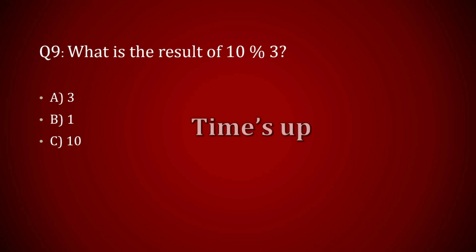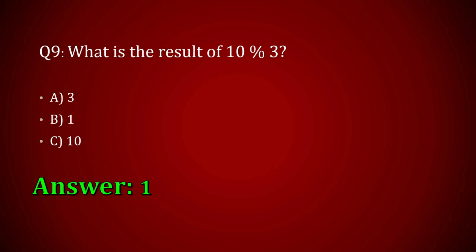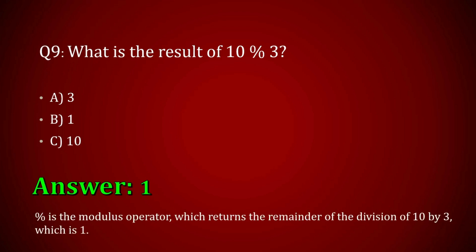Your time is up. Let's reveal the answer. The answer is 1, and let's see why. Basically in Python, the percent sign is the modulus operator, which returns the remainder of the division. Let's say 10 is divided by 3. We will get the remainder as 1, right? So this percent symbol is called the modulus operator, which gives the remainder as the output. Now let's say we have 10 modulus 2. Then the output will be 0. Why? Because 10 divided by 2 leaves no remainder, right? So the output is 1 and the option is B.